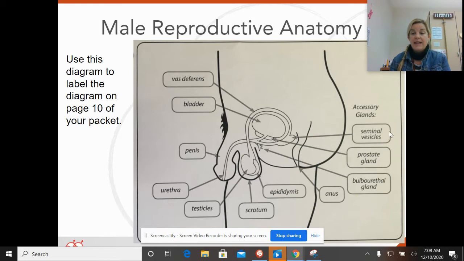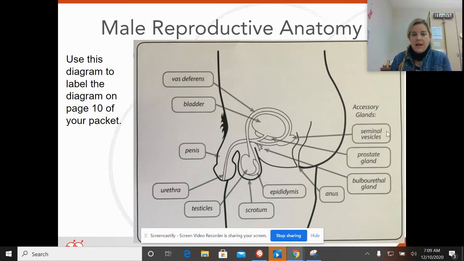And above that, the seminal vesicles, S-E-M-I-N-A-L, vesicles, V-E-S-I-C-L-E-S. Those three on the far right, the seminal vesicles, the prostate gland, and the bulbourethral gland, those are called accessory glands. These are actually the 3 glands that help to create semen. All right, so let's take a look at this before we get to the definitions.